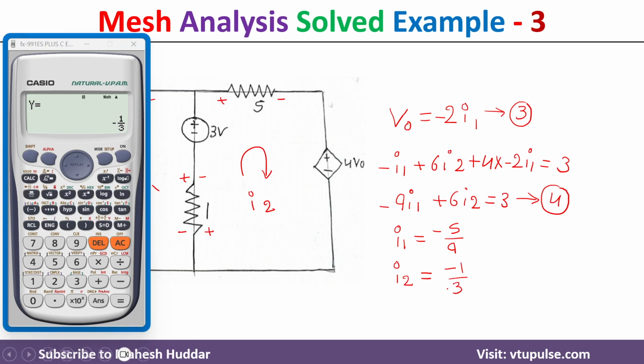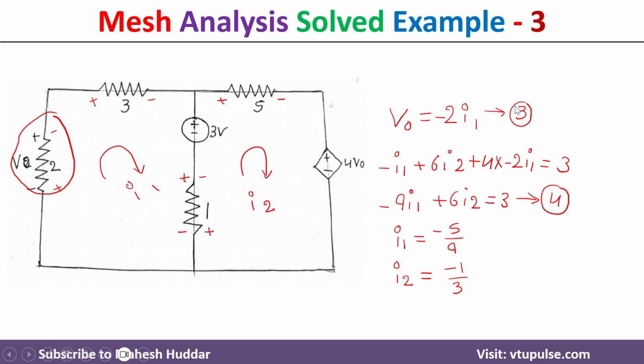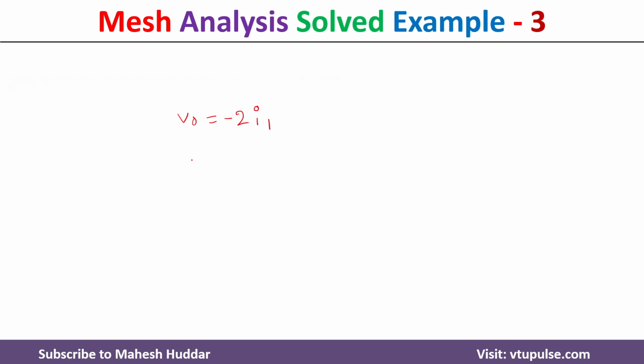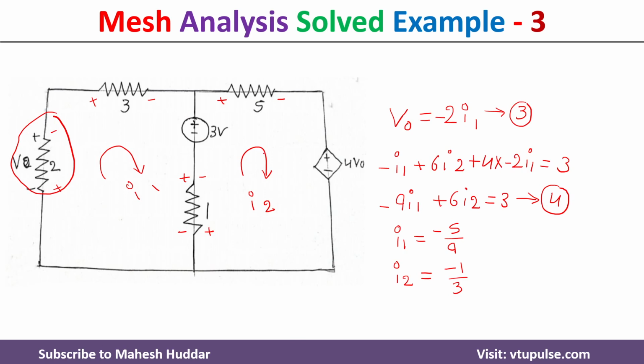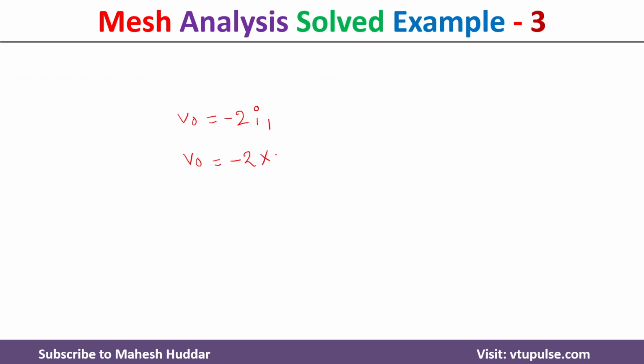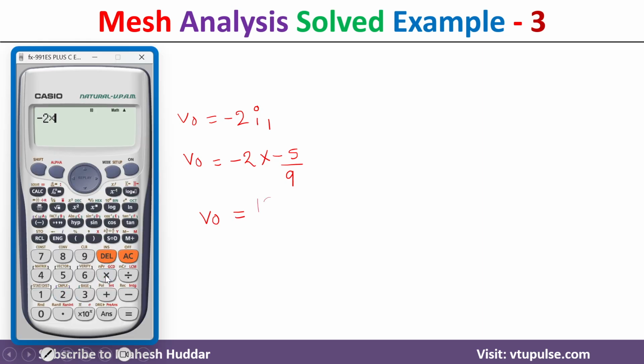But from equation 3, we know that V naught is equal to minus 2I1. So V naught is equal to minus 2 into the I1 value, minus 5 divided by 9. So V naught is equal to minus 2 into minus 5 divided by 9 is equal to 10 divided by 9. This is equal to 1.11 volt.